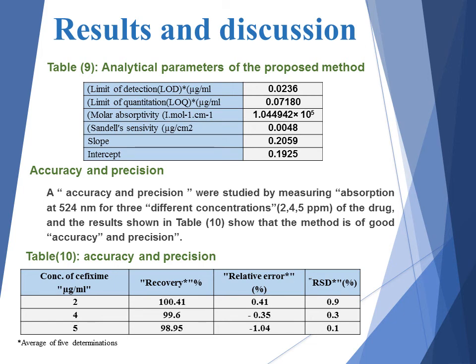Accuracy and precision. Accuracy and precision were studied by measuring absorption at 524 nanometer for 3 different concentrations, 2, 4, 5 parts per million of the drug, and the results shown in table 10 show that the method has good accuracy and precision. Table 10, accuracy and precision.